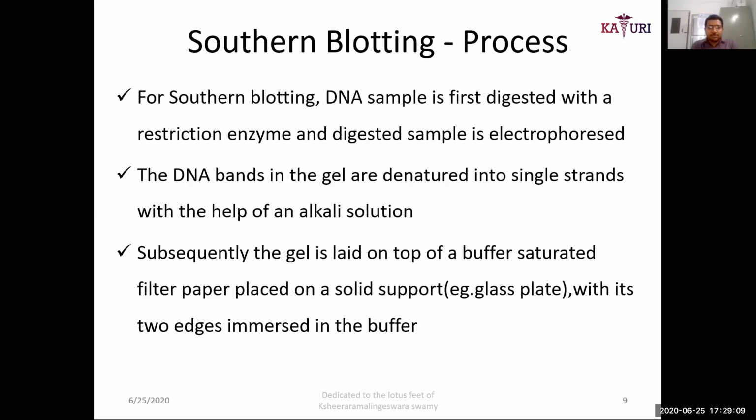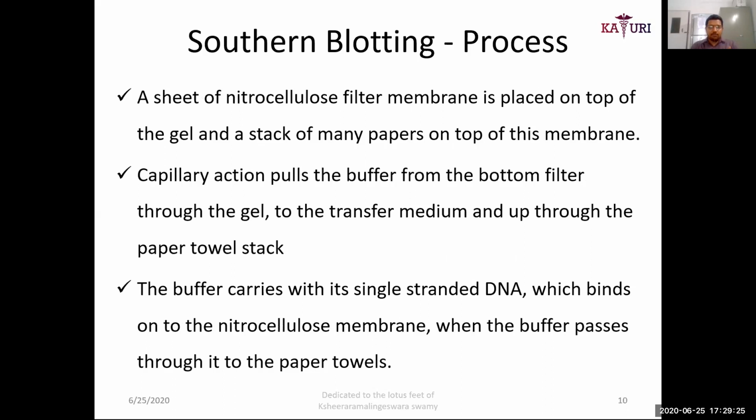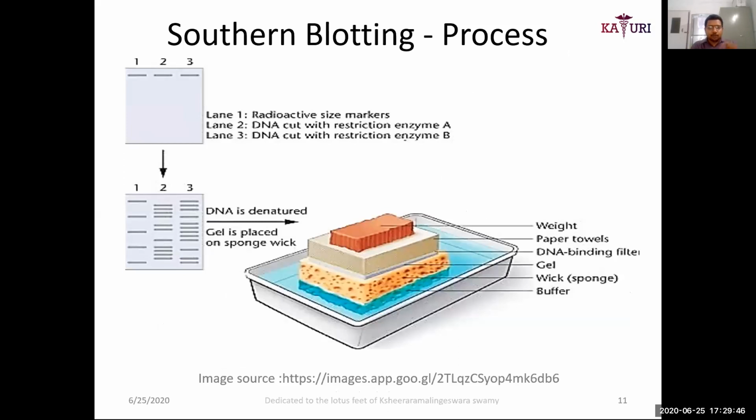So these are the different steps happening in the Southern blotting process. First, we digest the DNA using restriction enzymes, and then we electrophorese it, and we denature it into single strands with the help of alkali solution. Now we have the buffering. After that, the blotting process takes place. A sheet of nitrocellulose filter membrane is placed on top of the gel, and a stack of many papers on top of this membrane. You have to create capillary action from downwards to upwards to pull up the buffer. I'll show you the diagram of how it goes on. This is the basic blotting process.